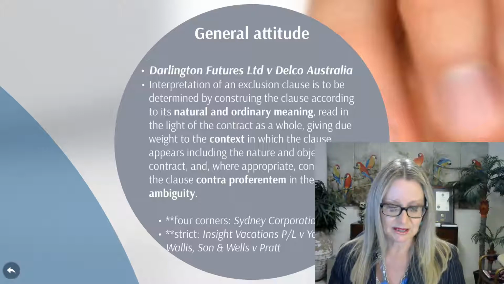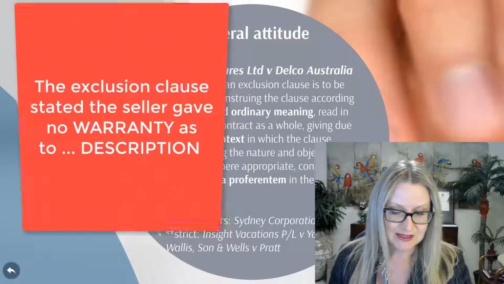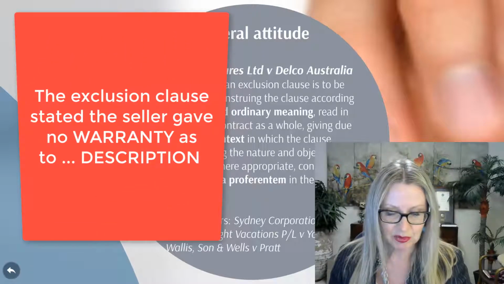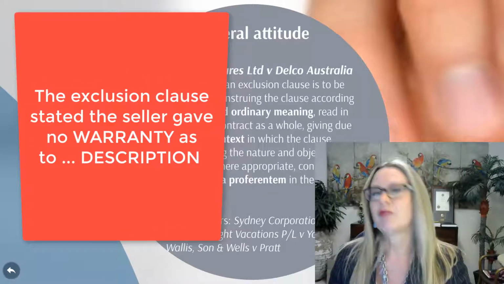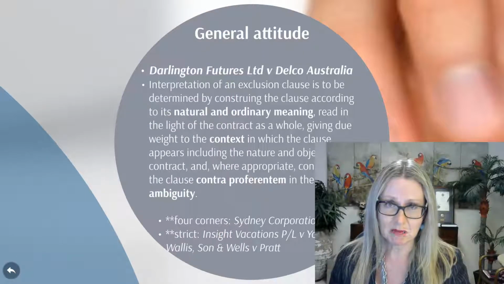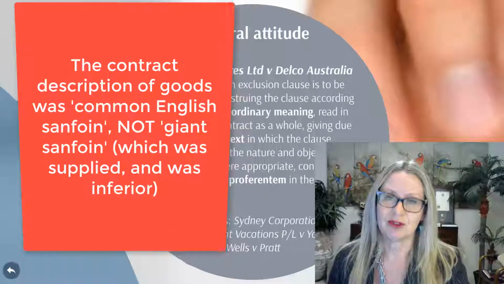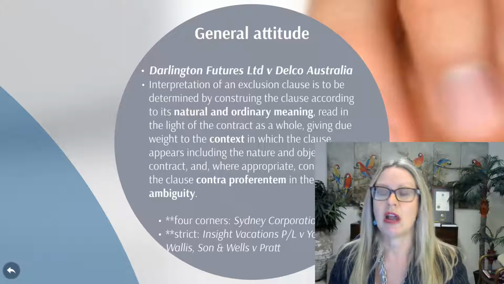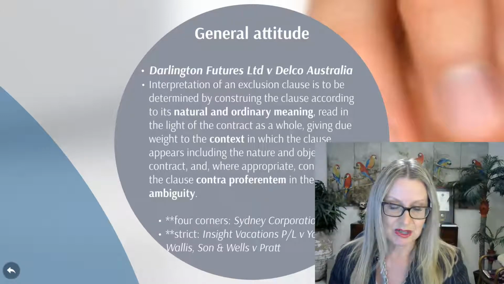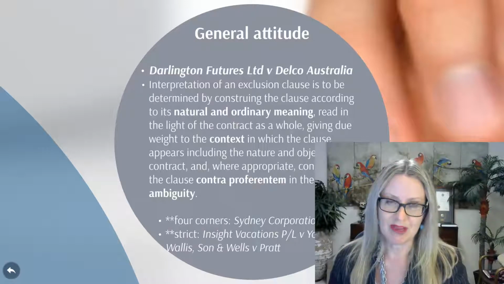And in that case, the exemption clause stated that the seller gives no warranty express or implied as to the growth, description or any other matter of particular seed that was to be bought and sold, and you guessed it, the seed was a different variety than was anticipated, and the defendants purported to rely on this term excluding any warranty to avoid liability there.